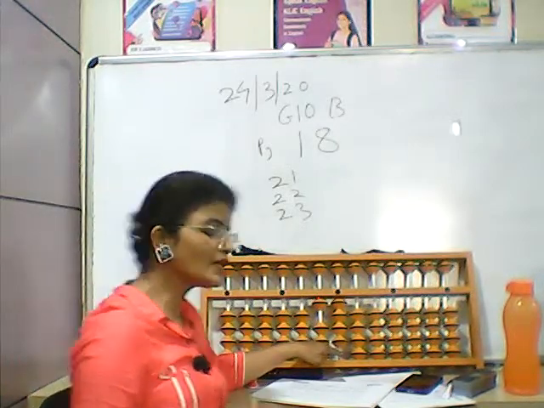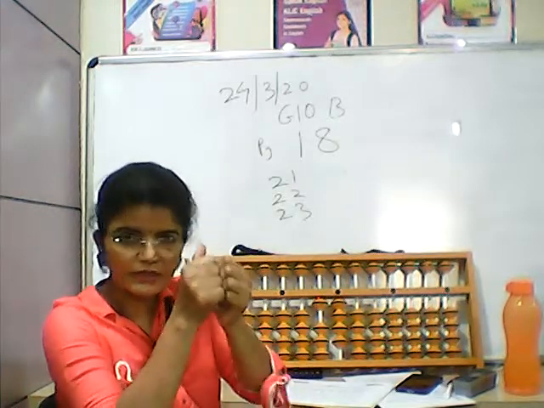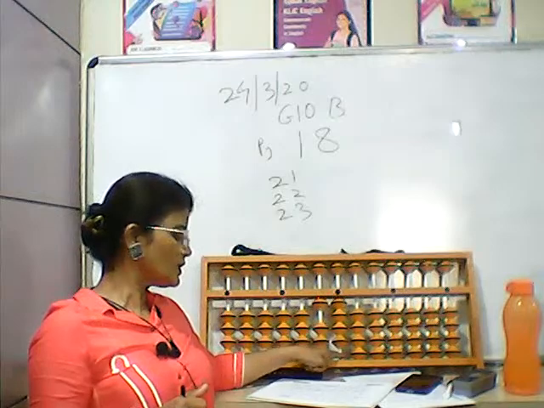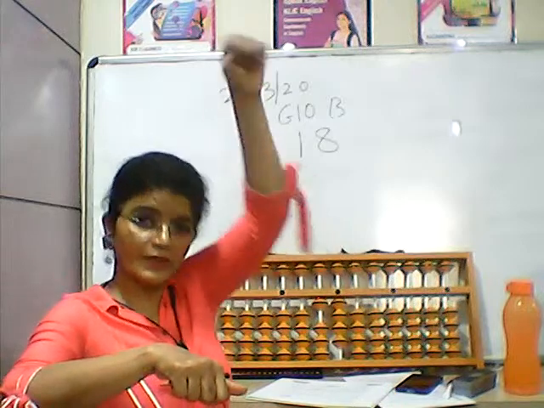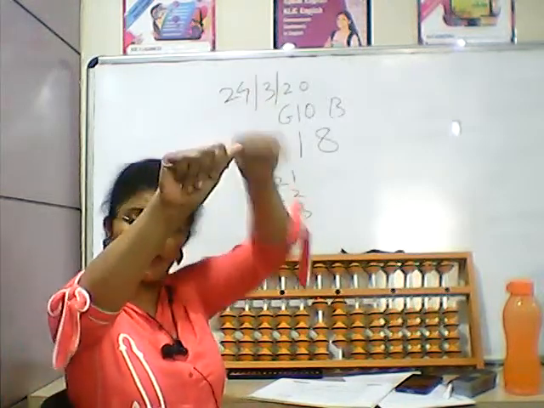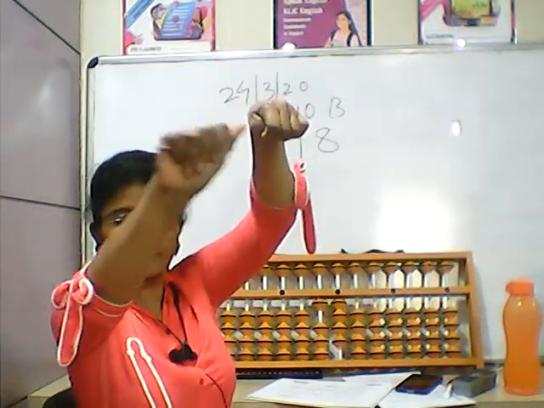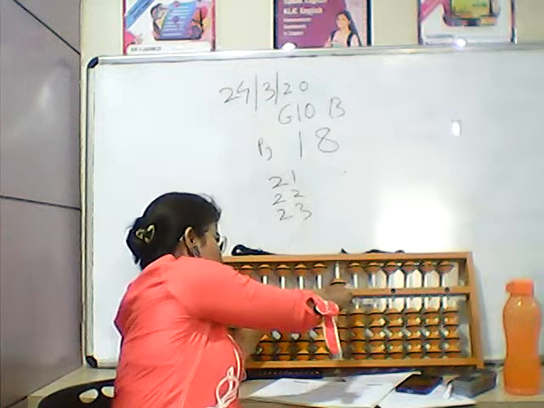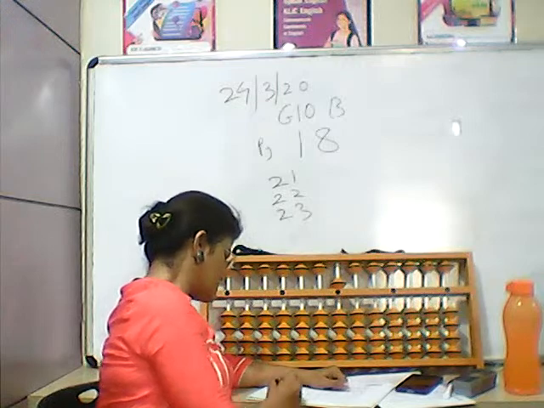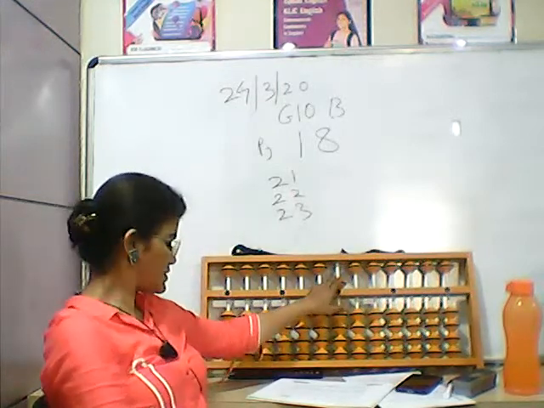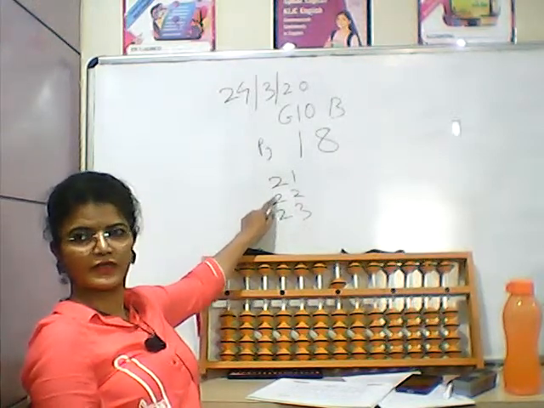Plus 1 to nahi hai, so mix complement: minus 10, plus 5, minus 4. That is, the answer is 5. Sum number 22.